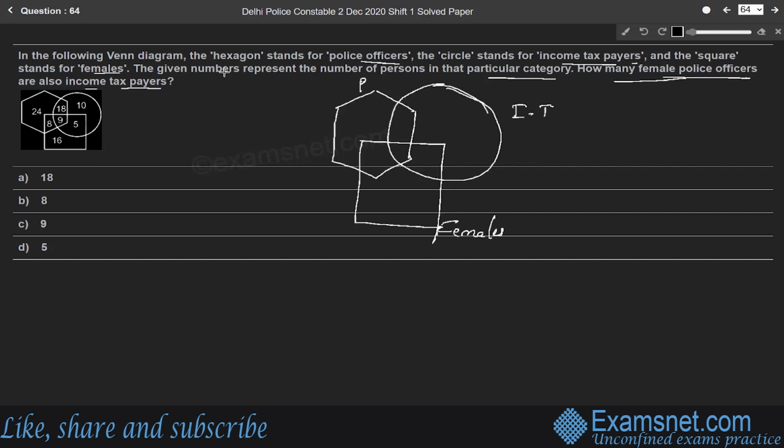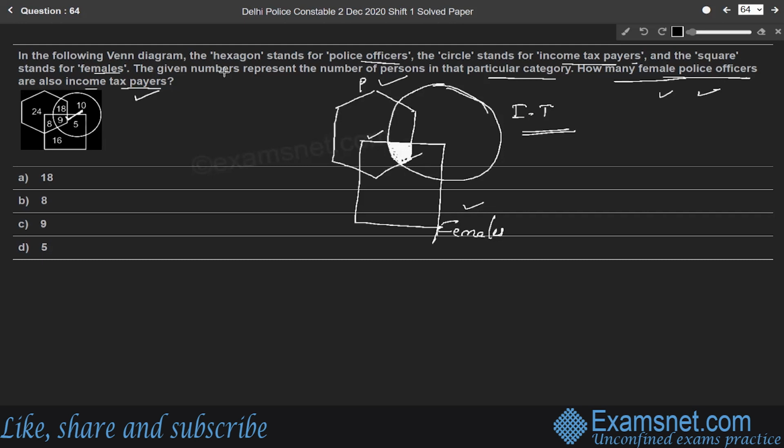So we have to look for the number where all three categories are included. That means females, police officers, and IT payers, income tax payers. So in the given Venn diagram, this portion includes all three, that is square, hexagon, and circular portion, right? So this portion is nothing but number 9. In the given Venn diagram, it is 9.